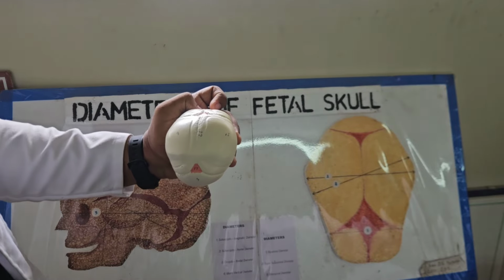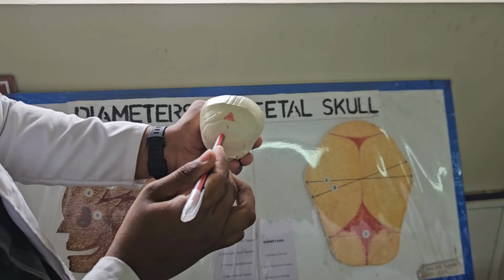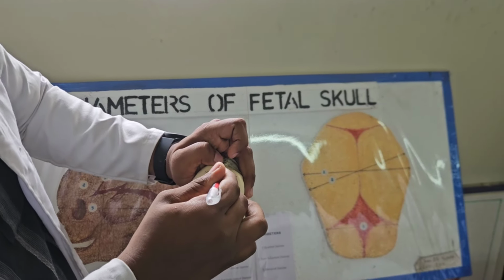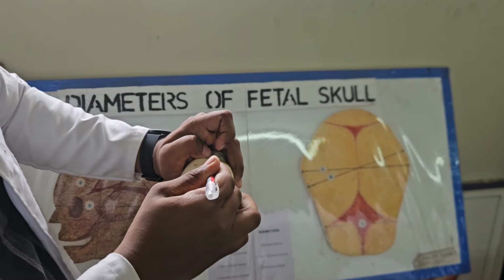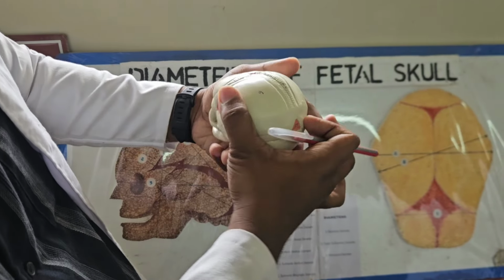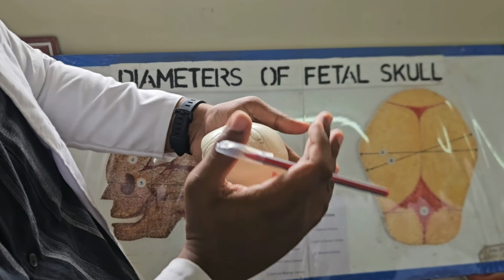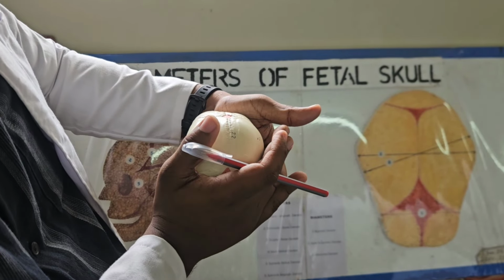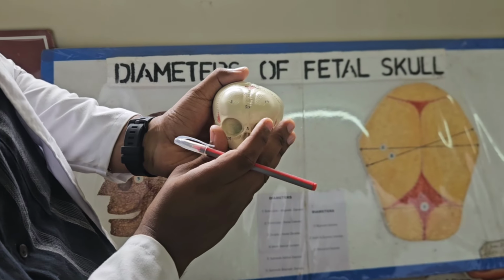Next is occipito-frontal, that is from the occiput bone to the center of the frontal suture. It is 11.5 centimeter. Total 6 diameters are there in anteroposterior diameter. In that 3 is from the posterior, 3 is from anterior. So first we have completed the posterior side. Let's move on to the anterior side.